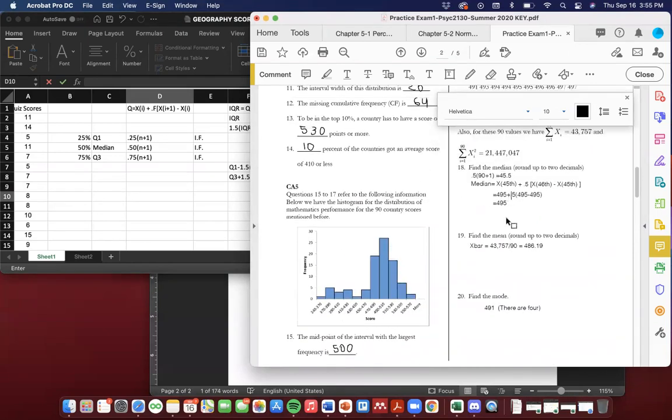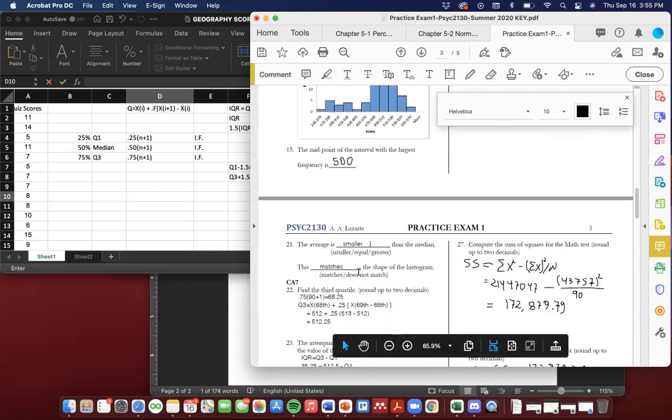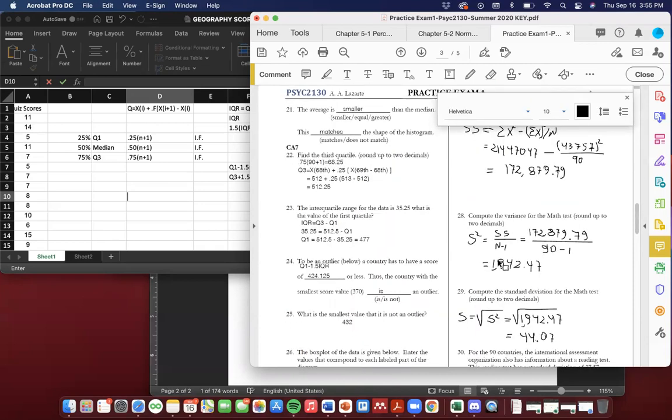If, like, this is relatively close, right? But if your median was far off from the mean, it would not match the shape of the histogram, right? Just know that if there's a huge discrepancy between these two numbers, it wouldn't match up. Okay.